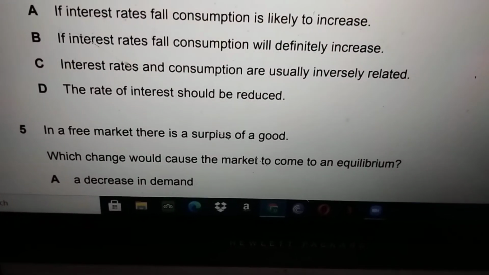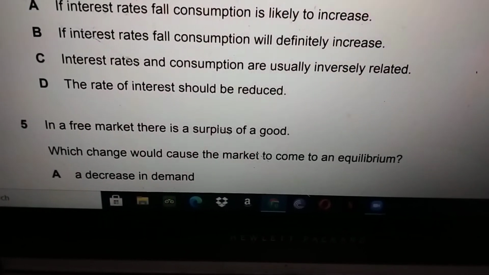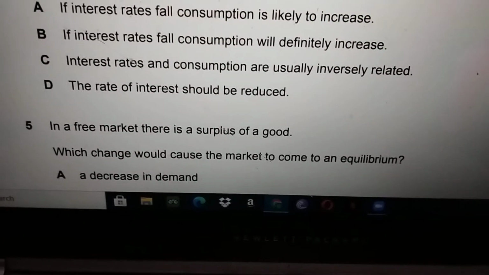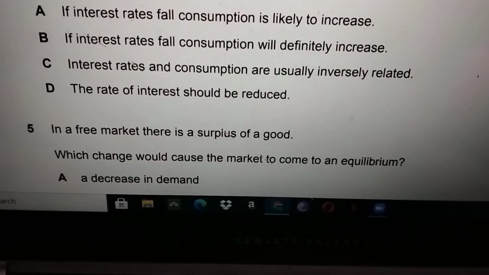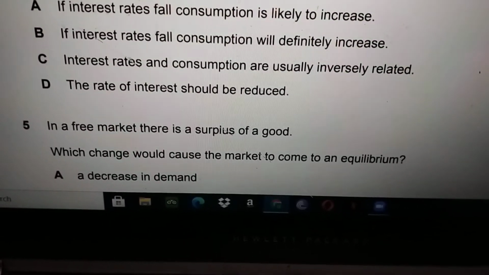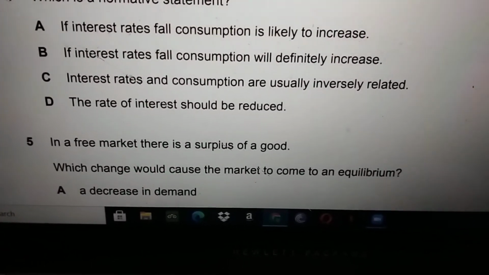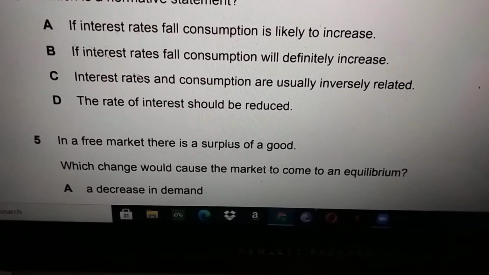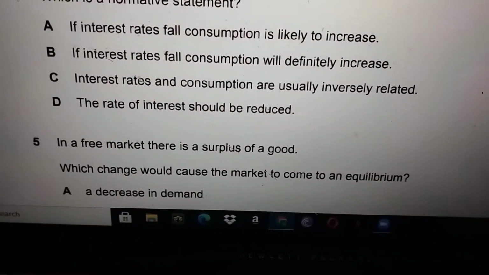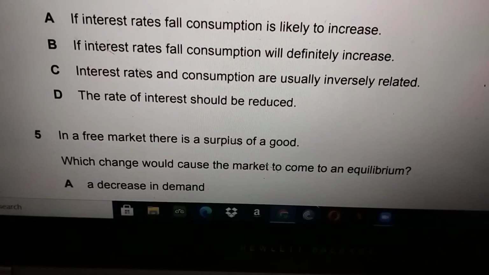Interest rates and consumption are usually inversely related. If the interest rates are higher, consumption will be lower. So they are inversely related. Again, a positive statement. But option D, the rate of interest should be reduced, means that it will be a normative statement. Normative statements are ought-to-be, should-be statements. In these statements we use the words should be or ought to be. So D is the correct option.